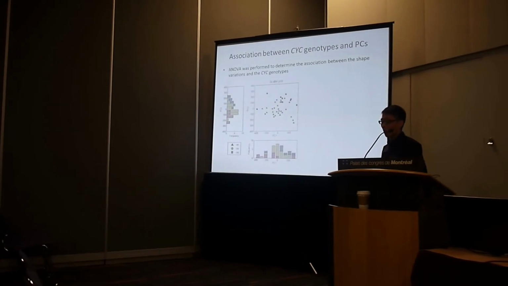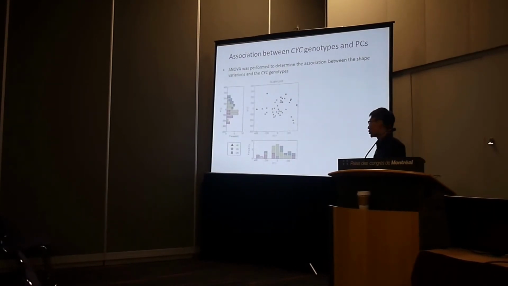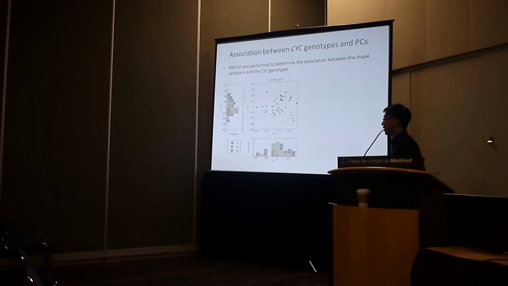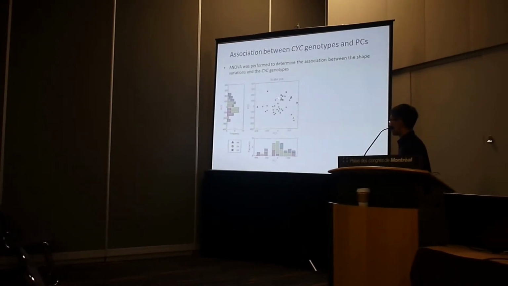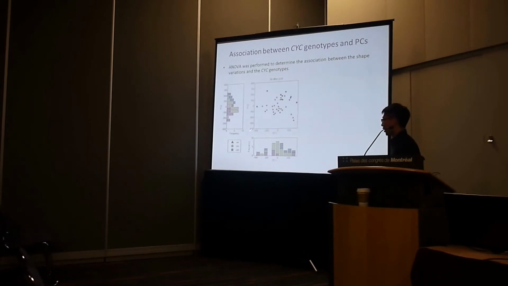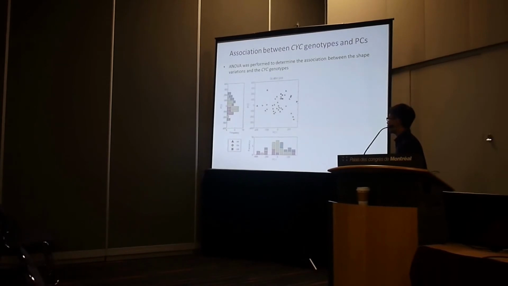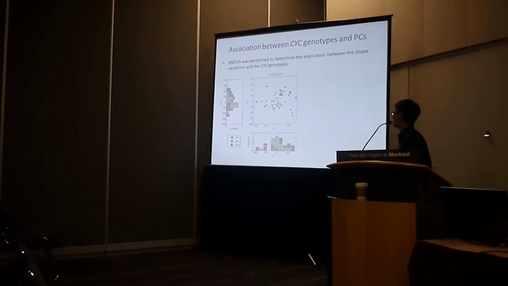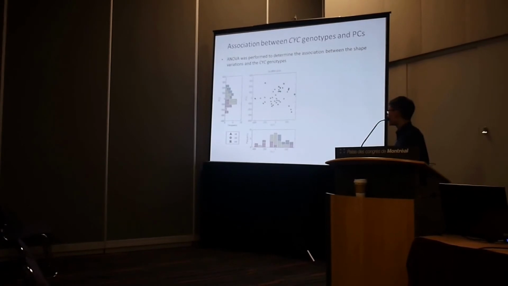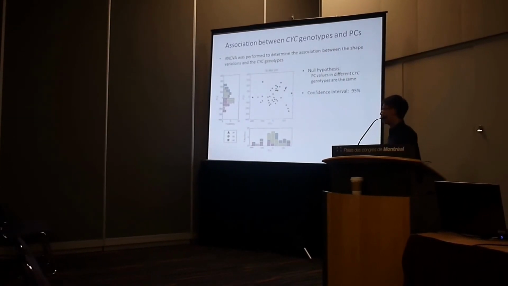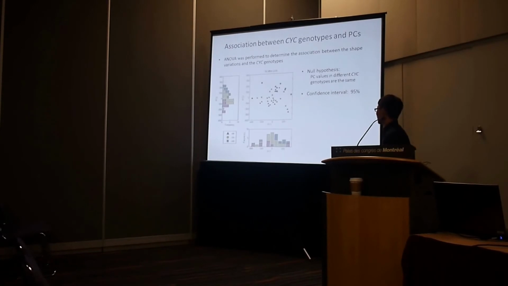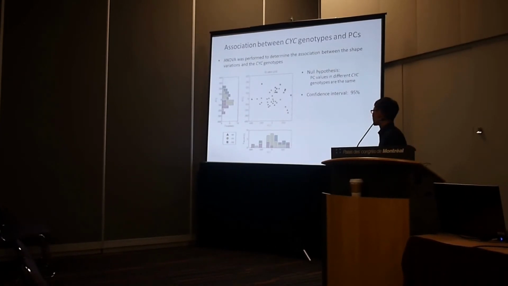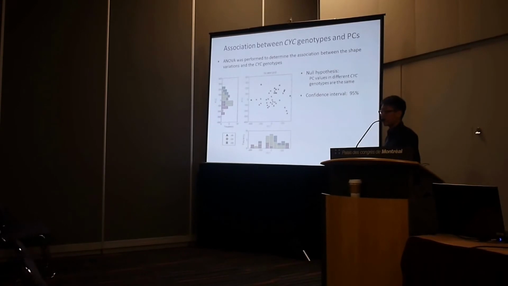So in the last part of our research, we would like to know the association between site genotype and PCs. This is a PC1, PC2 scatter plot with PC histograms. Note that the three different site genotypes are in different colors in this figure. Here we use ANOVA to determine the association between the shape variation and the PCs. The null hypothesis of ANOVA is that PC values in different site genotypes are the same. And the confidence level is set to 95%.